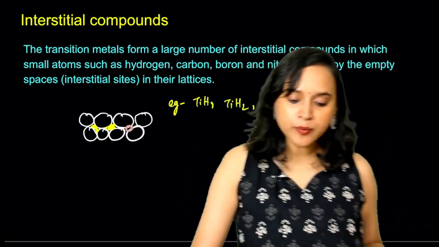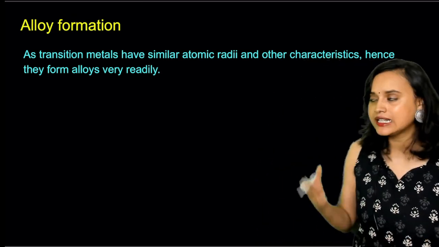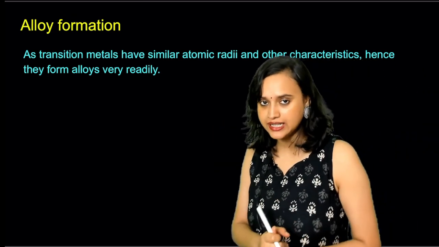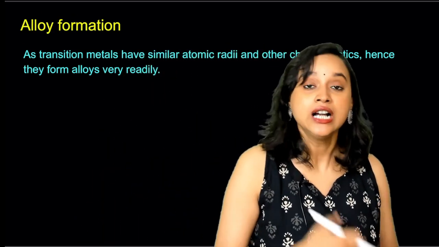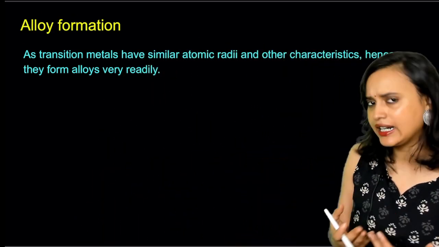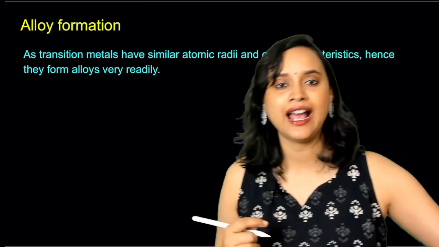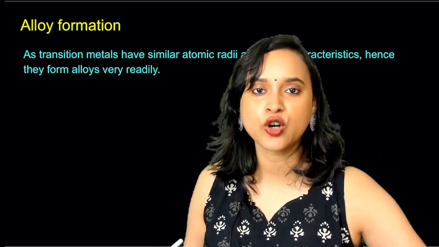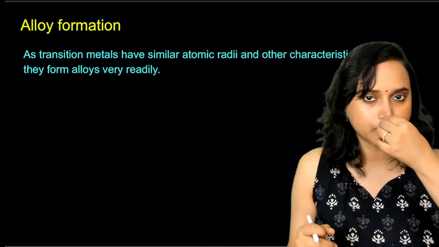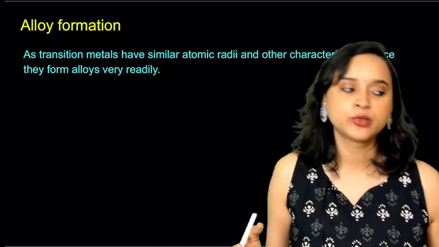Okay, one more property of the D block elements is that they form alloys. Why? Because their sizes are very close to each other, right? Their properties are quite similar to each other, atomic radii and the other characteristics, so they can easily form alloys. One of the major examples of alloys, everybody knows, brass and bronze, isn't it? Brass and bronze are both prepared with copper with some other elements, and they are very, very popular alloys.